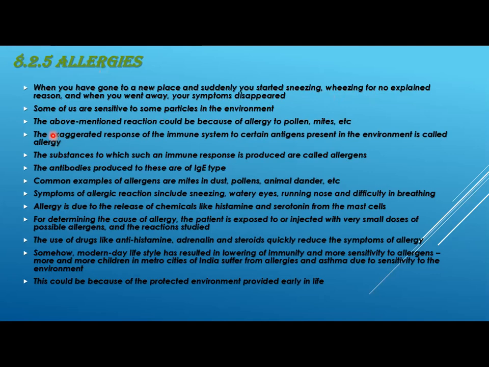The exaggerated response of the immune system to certain antigens present in the environment is called allergy. The substances to which such an immune response is produced are called allergens. The antibodies produced to these are of IgE type. Common examples of allergens are mites in dust, pollens, animal dander, etc. Symptoms of allergic reactions include sneezing, watery eyes, running nose, and difficulty in breathing. Allergy is due to the release of chemicals like histamine and serotonin from the mast cells.